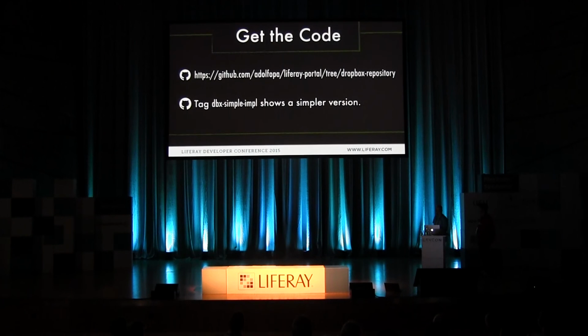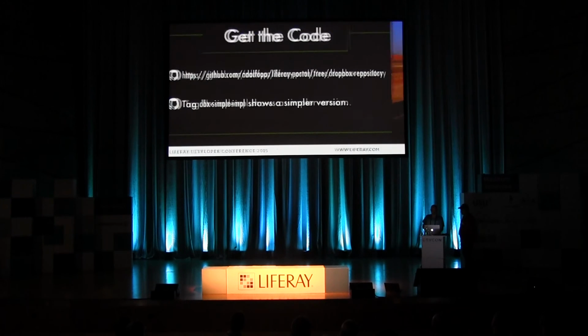OK, I won't show you the code because we don't have time. We have 2 minutes. Here's the code. The tip of the branch contains the full version with all this synchronization thing. But I've created a tag, DVX simple info, that is slightly simpler. It's much, much slower than the full one, but it's easier to read.